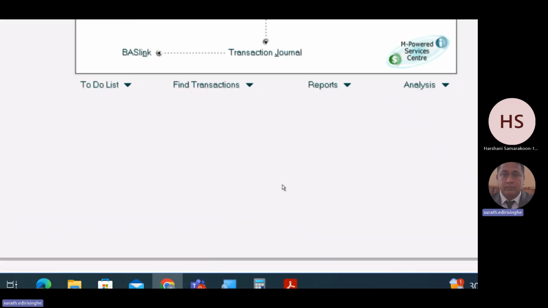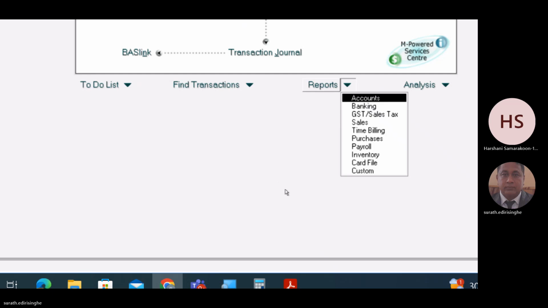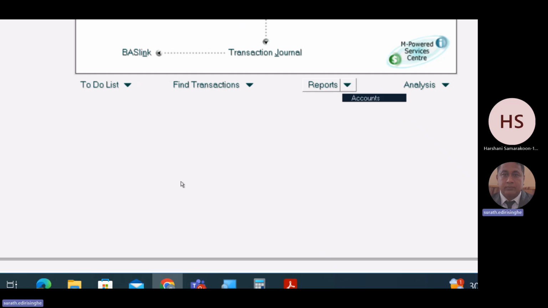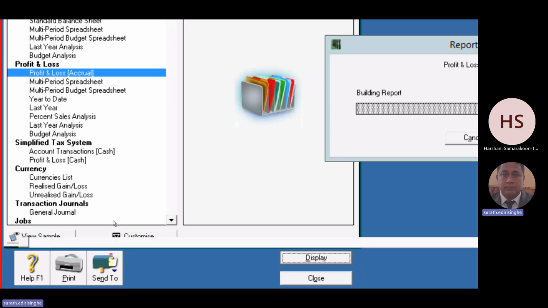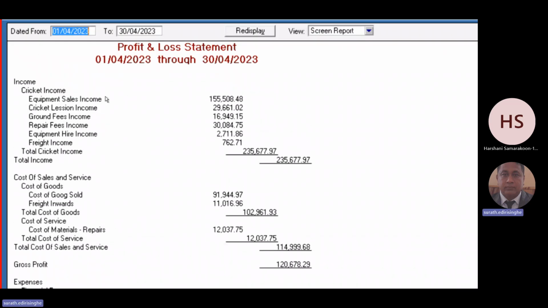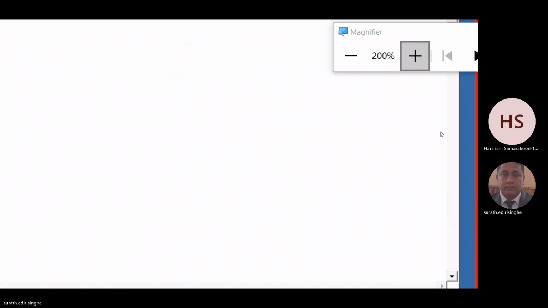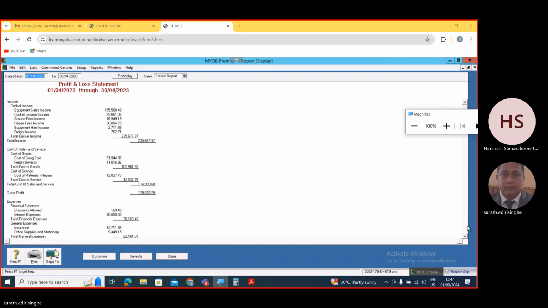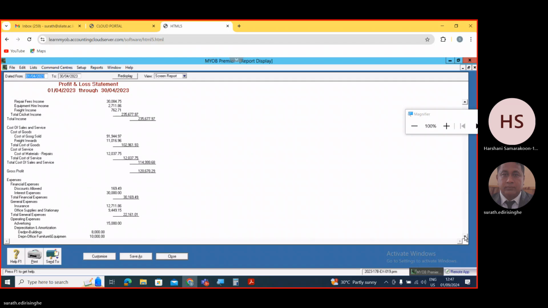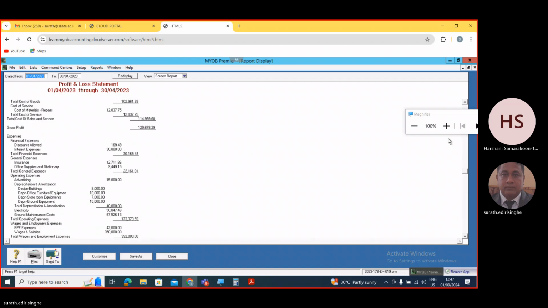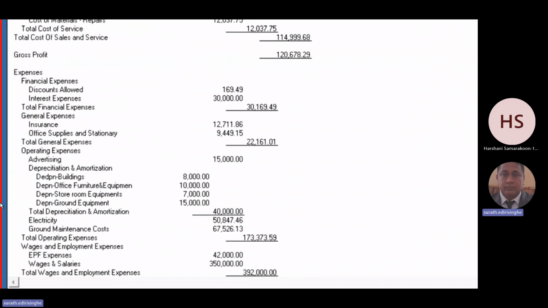Go to the reports. We'll check the P&L. Display. Period, month of April. Look at here. Asset depreciation is debited. Now almost all line items are updated. It's the output, the set of financial statements.